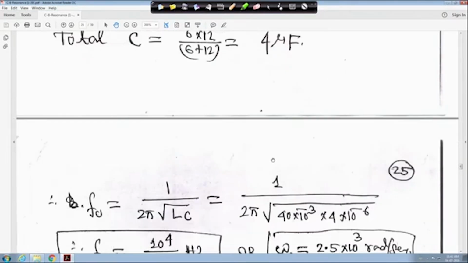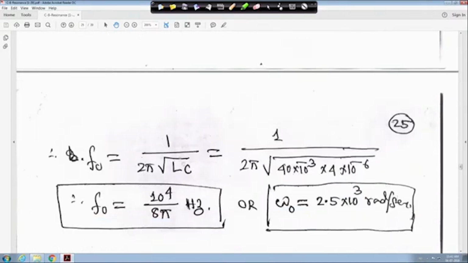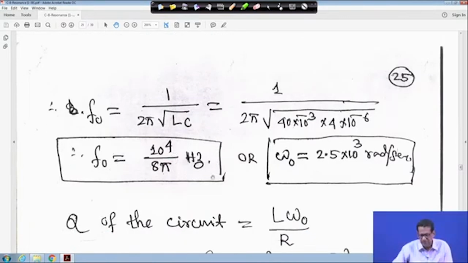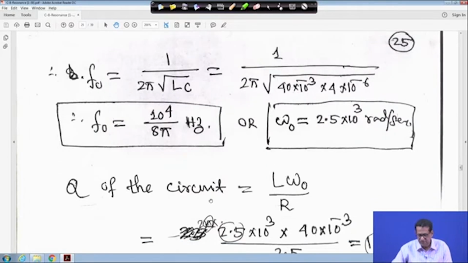And then we know that F0 is equal to 1 upon 2 pi root over LC. So it is 1 upon 2 pi, with L as 40 millihenry, so 40 into 10 to the power minus 3, into 4 into 10 to the power minus 6, the capacitor being 4 microfarad. So we get F0 is equal to 10 to the power 4 by 8 pi hertz, or omega 0 is equal to 2.5 into 10 to the power 3 radian per second, either in hertz or in radian per second, right? So now Q of the whole circuit will be L omega 0 upon R, right?